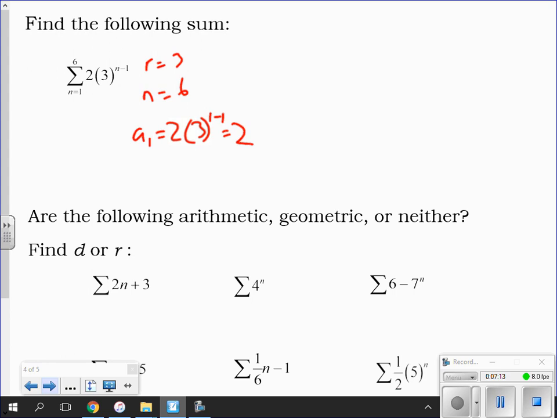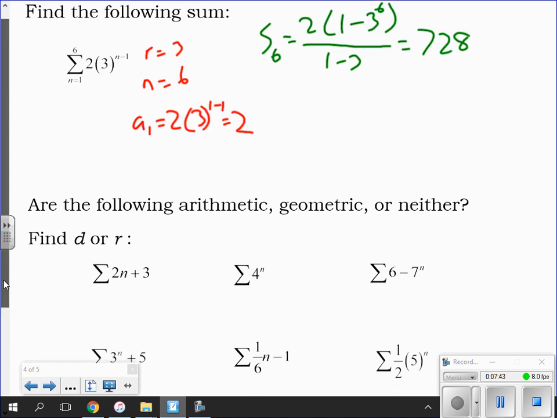Now, once I have those 3 things, I have my formula. So the sum of the first 6 numbers is the first term, which is 2, times 1 minus r, which is 3, to the 6th power over 1 minus r. And you work that out, and you end up getting 728. Okay.